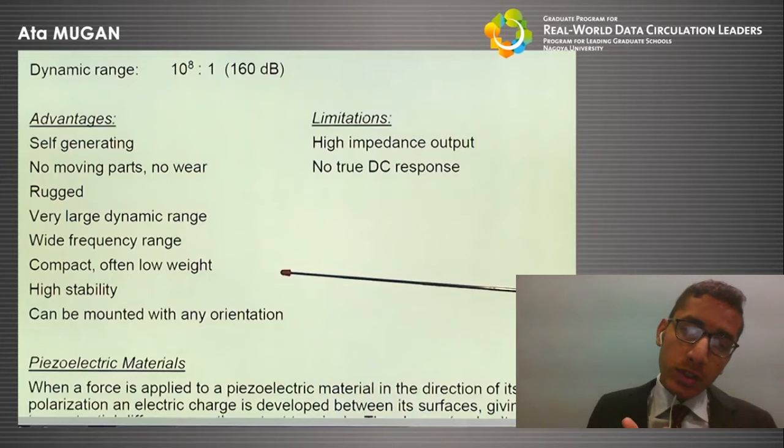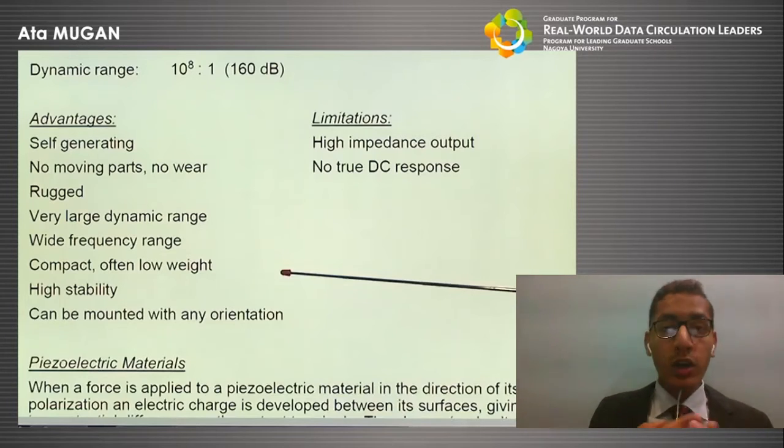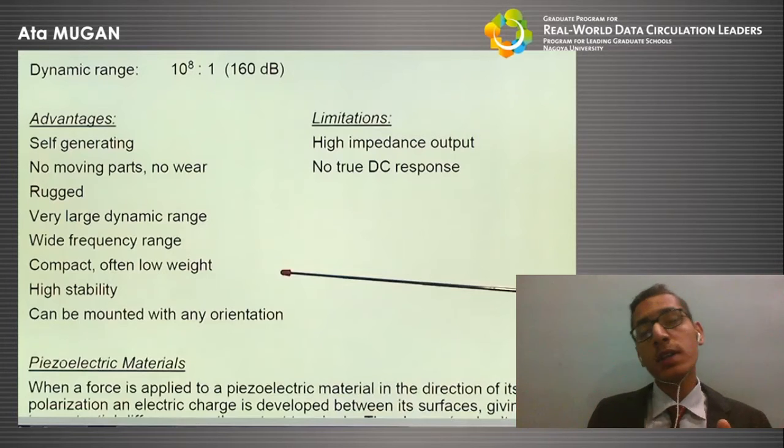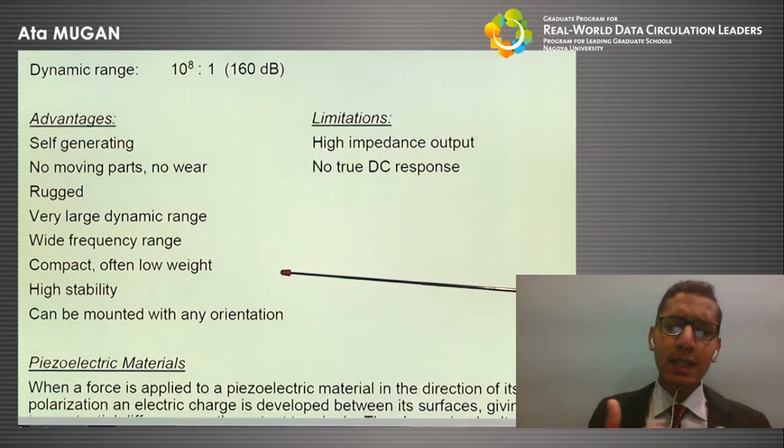Now, its advantages that are very important to us are that it's self-generating, there are no moving parts, so there is no wear. It is rugged, it has a very large dynamic range. It has a wide frequency range, it is compact, it has low weight, so it imposes low weight on the machinery. It is highly stable and it can be mounted with any orientation.